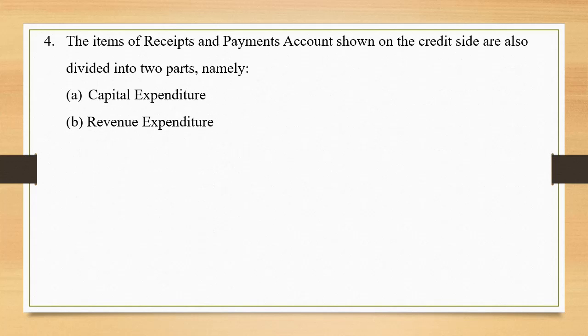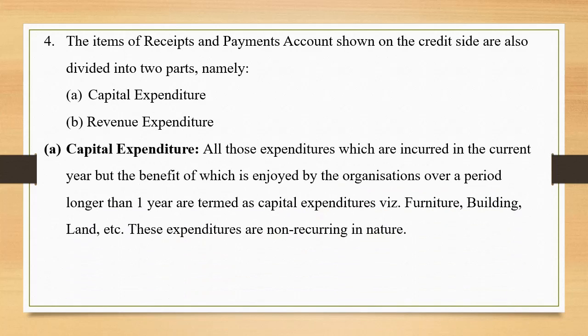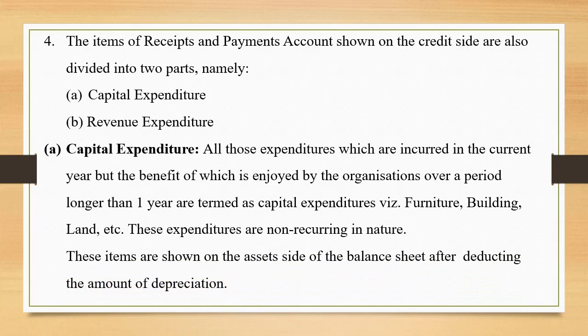The items of the receipts and payments account shown on the credit side are also divided into two parts, namely capital expenditure and revenue expenditure. Capital expenditure is all those expenditures which are incurred in the current year but the benefit of which is enjoyed by the organization over a period longer than 1 year. For example, furniture, building, land, etc. These expenditures are non-recurring in nature. These items are shown on the asset side of the balance sheet after deducting the amount of depreciation.